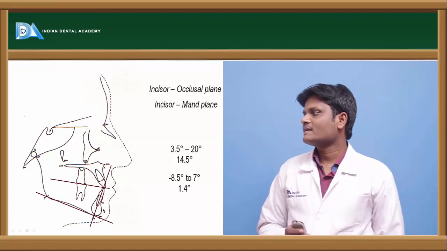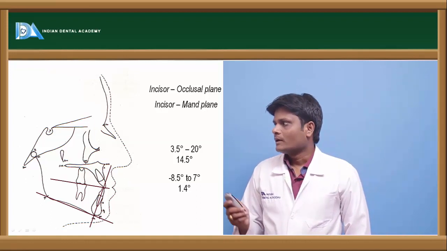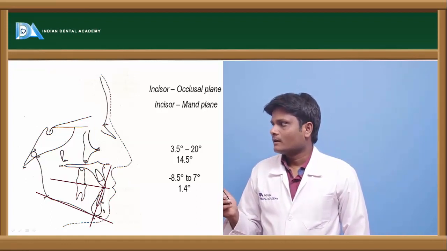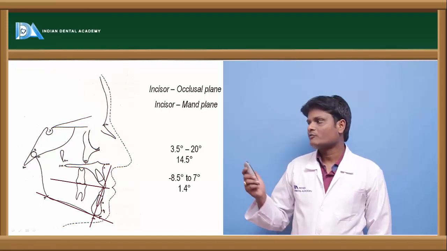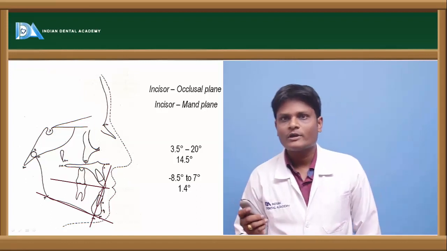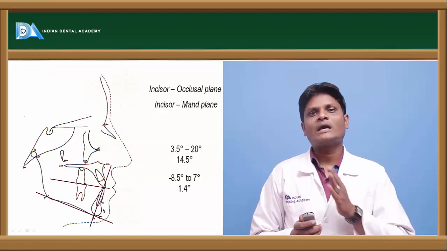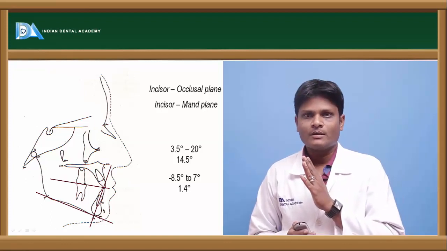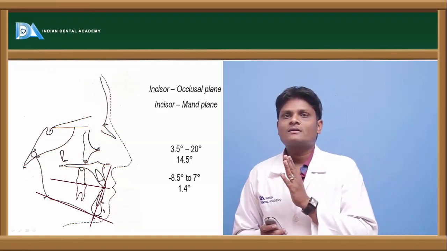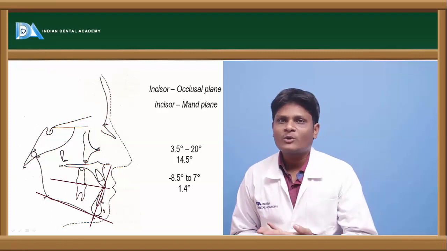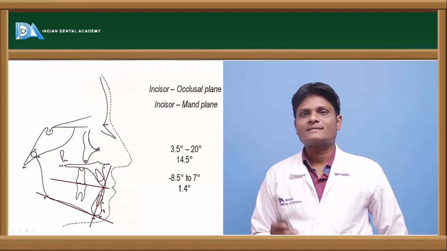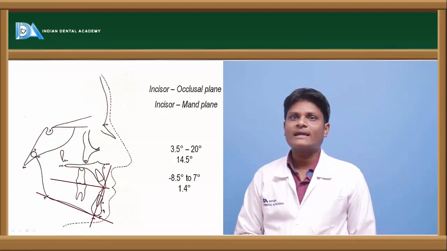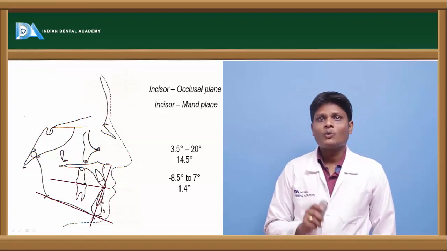Similarly, we have the incisor to mandibular plane angle. The mandibular incisors should be at 91.4 degrees according to Downs analysis. That means they should be upright on the mandibular plane. If the angle is more than 91.4 degrees, then it indicates proclined lower incisors, whereas an angle less than 91.4 degrees indicates retroclined lower incisors.